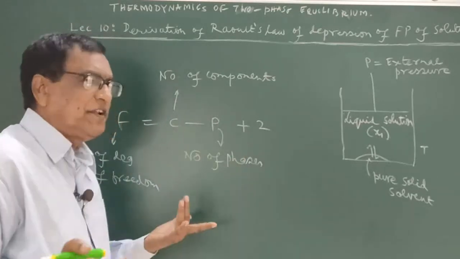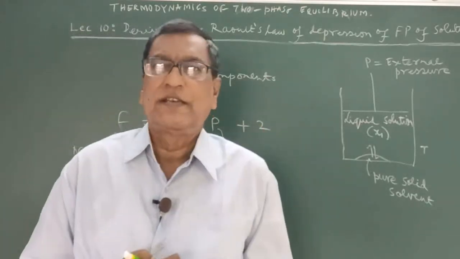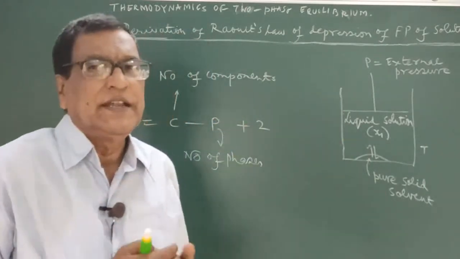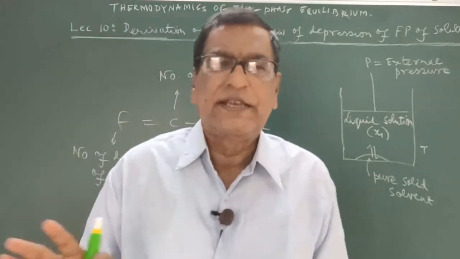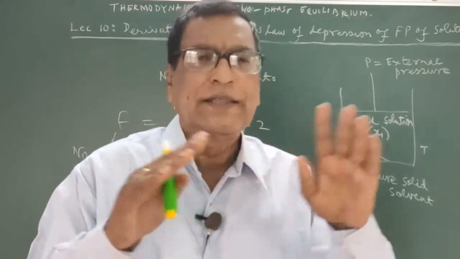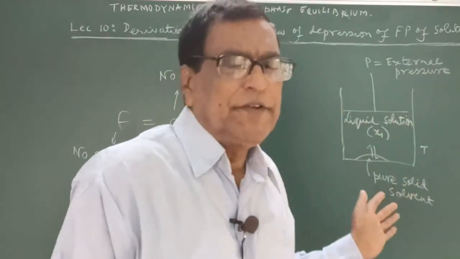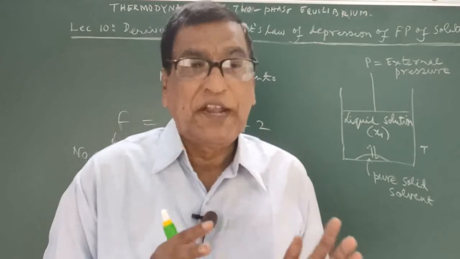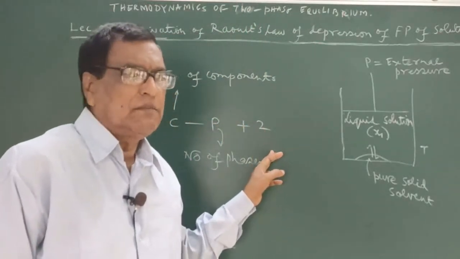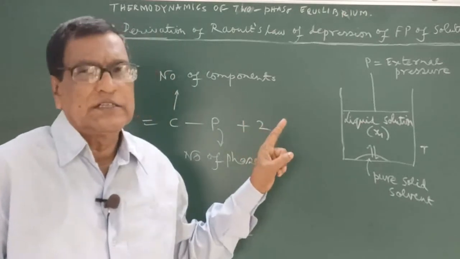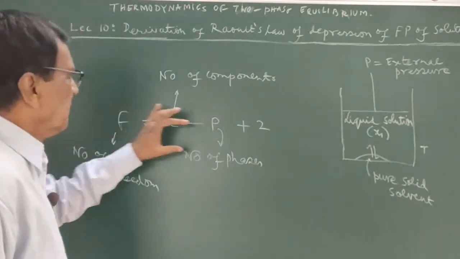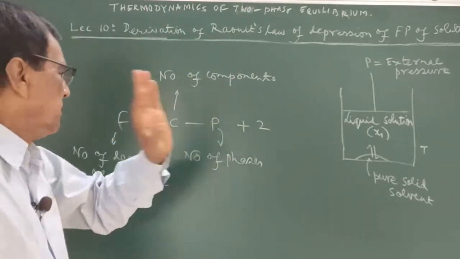Already you know the definition of a phase: it is homogeneous in itself and separated from other phases by a definite boundary. It is also mechanically separable. And 2 is a numerical term: one is for pressure and the other for temperature. This is the total: F equals C minus P plus 2.